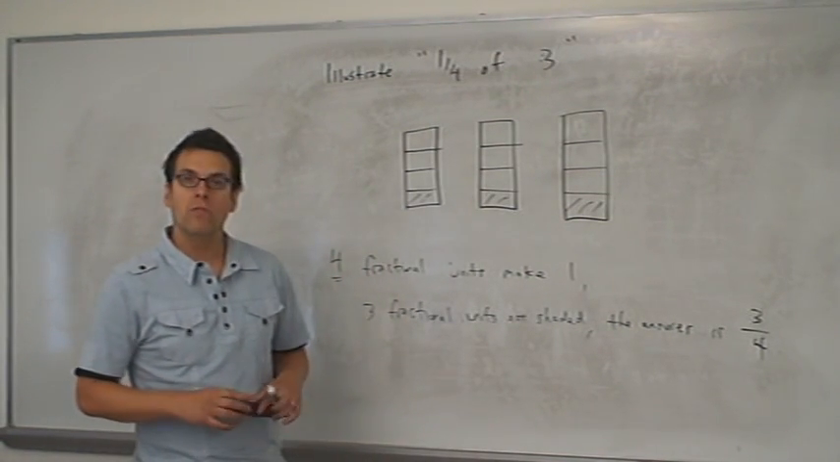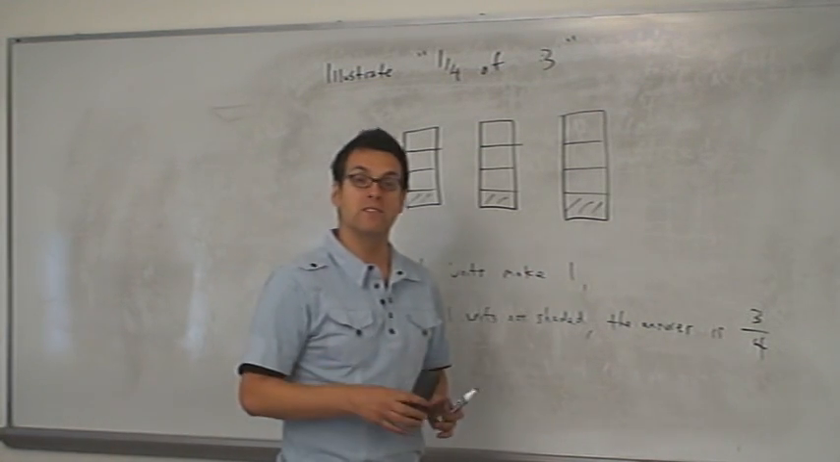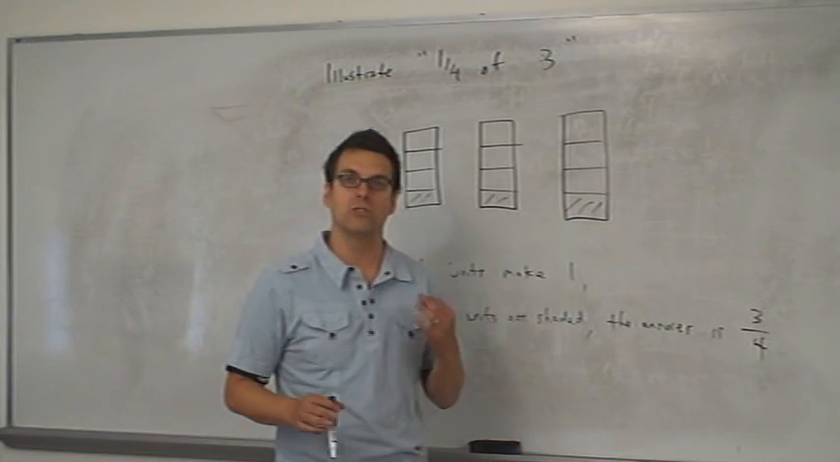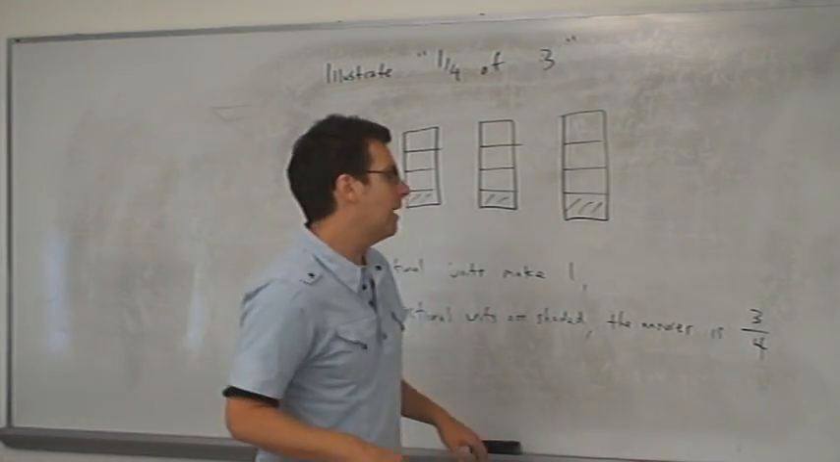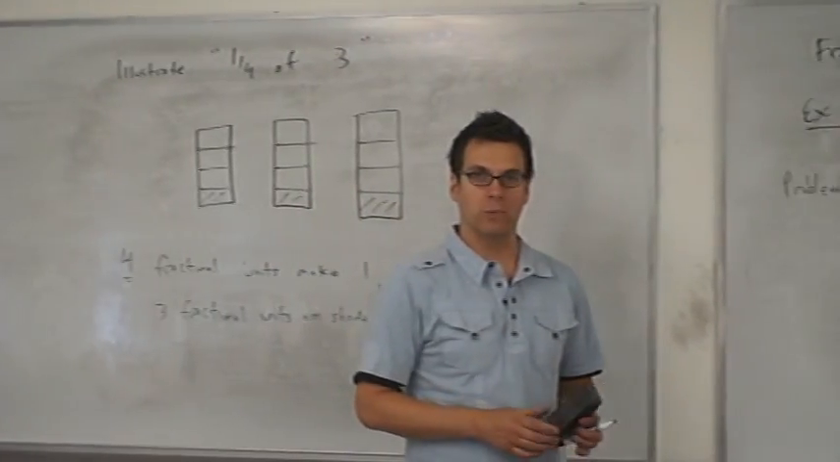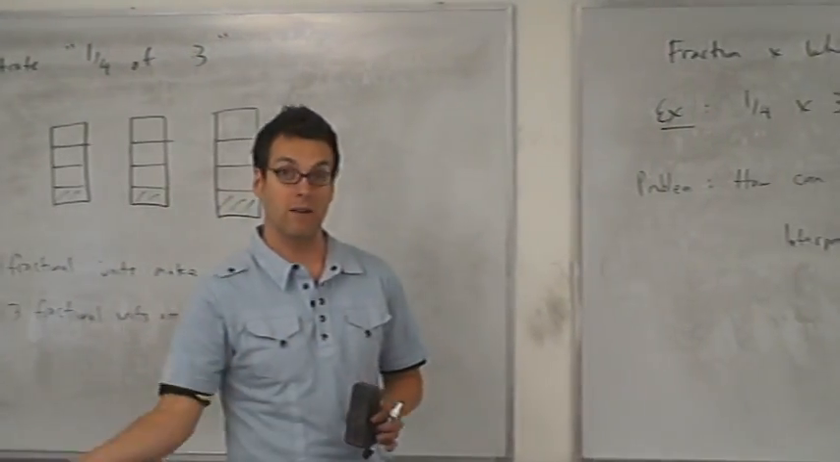Now, the important part of this case, however, is the new interpretation that we have arrived at for fraction multiplication, which is this interpretation of the word "of." And this is the way that we are going to handle the last case of fraction multiplication, which is a fraction multiplied by another fraction.